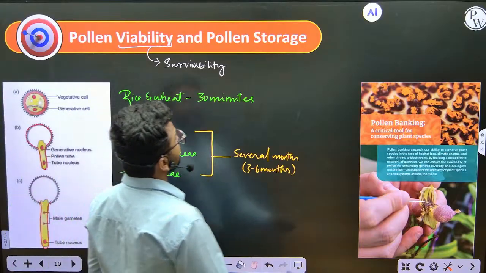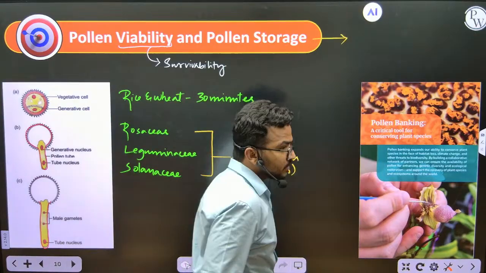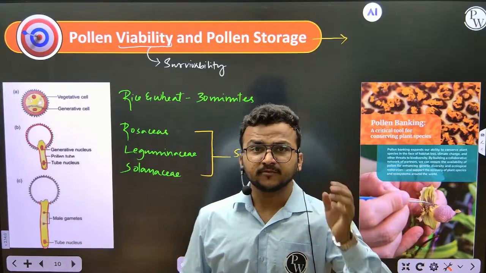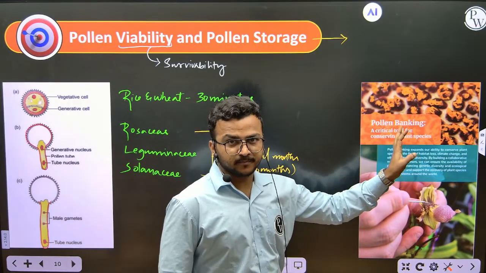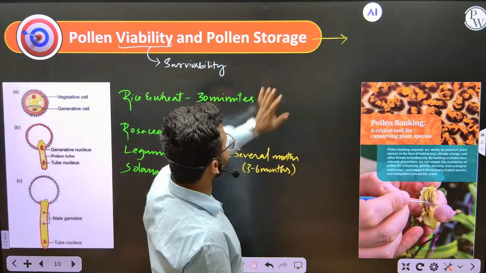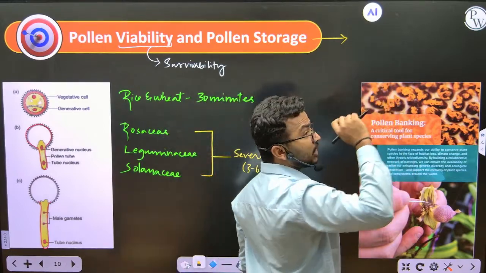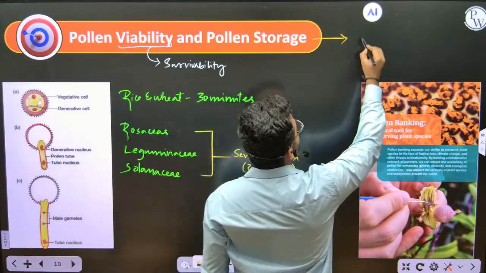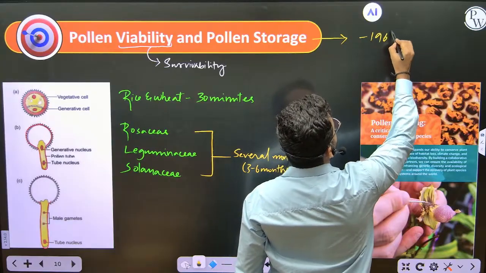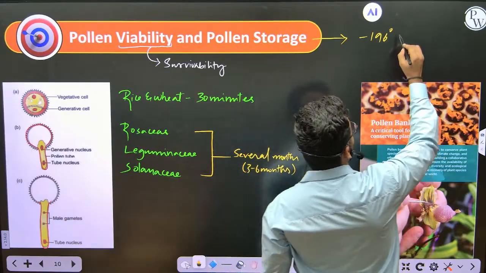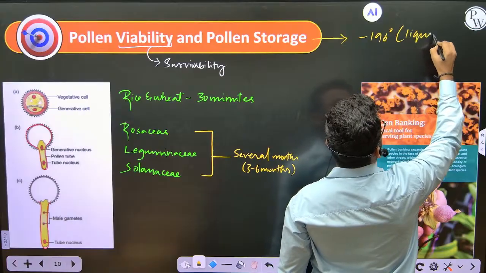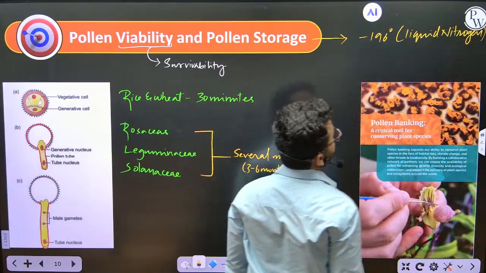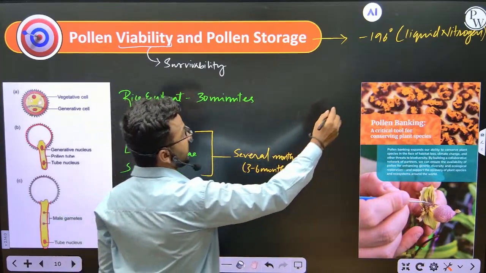And next is pollen storage. Pollen storage is nothing but the pollen grains can be stored in the pollen banks. So these pollen grains can be stored also. The condition required to store the pollen grains is minus 196 degrees Celsius in liquid nitrogen. The pollen grains can be stored at minus 196 degrees Celsius.